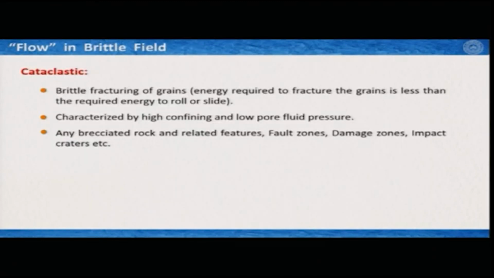Now, we will look at the last one, that is the cataclastic deformation in the brittle field. Cataclastic deformation is very similar to what we have learned with the localized deformation. Localized deformation does happen along a narrow zone, but cataclastic deformation does happen in a very large area, large scale, but the mechanism is more or less the same.